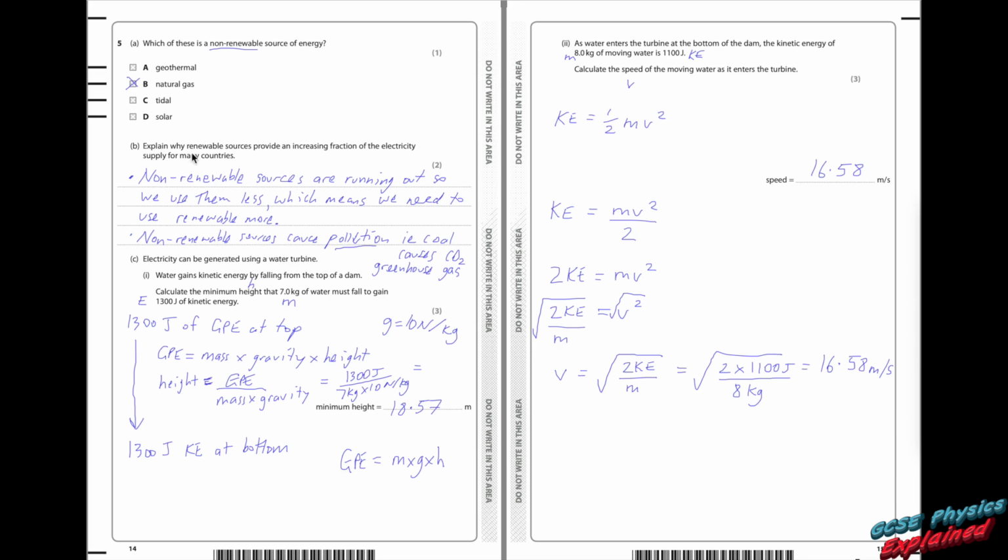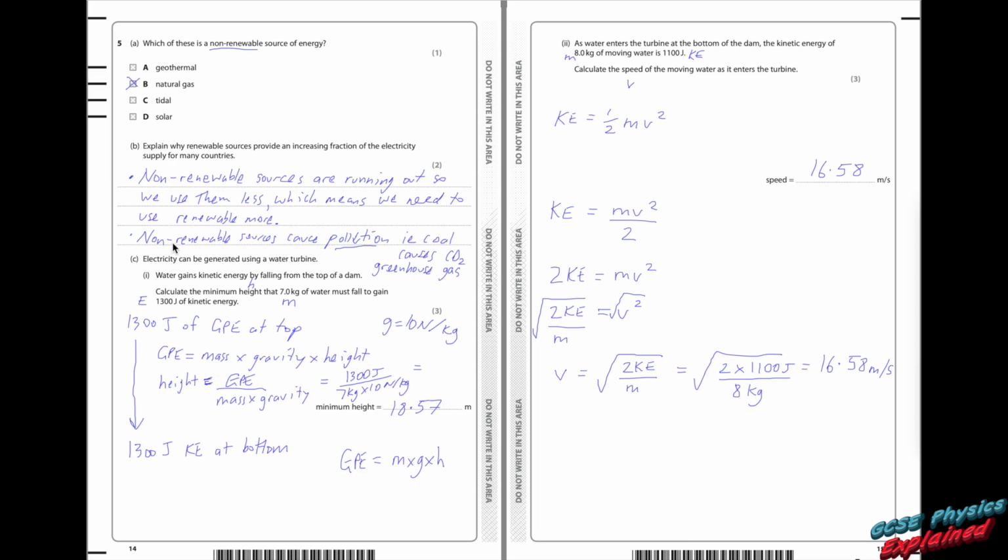Part B. Explain why renewable sources provide an increasing fraction of the electricity supply for many countries. Well, it's as simple as this. The non-renewable stuff is running out. Now, we want to create electricity. So if non-renewable sources are running out, we've got to use them less, which means we need to use more renewable. So as a percentage, as a fraction, renewable is increasing.